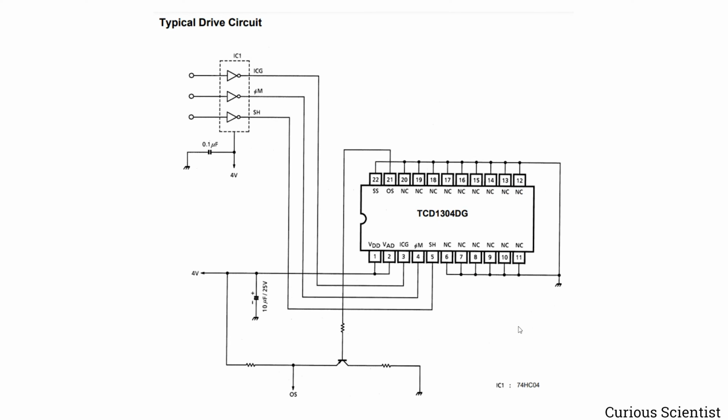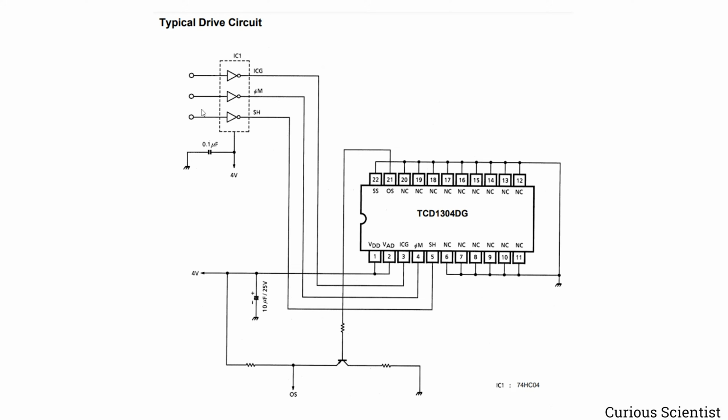So finally, let's look at the circuit. This is the circuit which I just put in KiCad and designed the PCB for. As you can see, here we have a hex inverter, some capacitors, some resistors, and a PNP transistor whose base is connected to the OS, the output of the CCD. There is nothing extraordinary about this. It's not the most ideal circuit for driving this CCD, but it works.